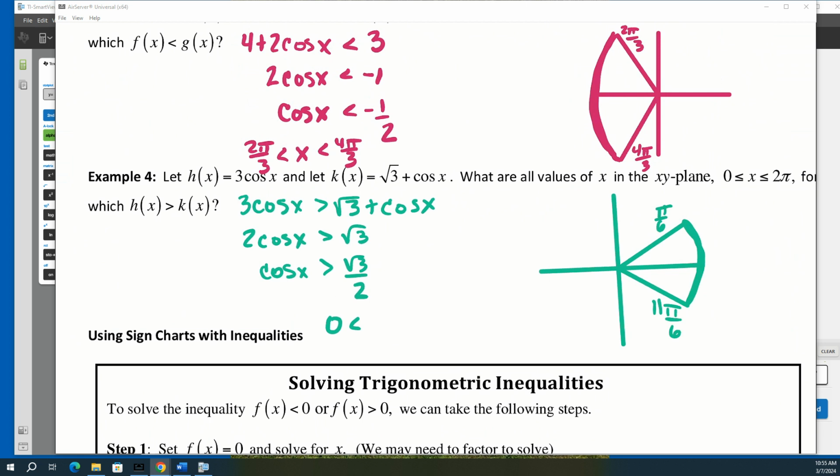Do we do or equal to? We do not. So I'm going to do a region from 0 to pi over 6. Or then I need to describe this region. What's that going to be? Nope, that's going to be all of that. What did you say? 11 pi over 6 to 2 pi. Yes, 11 pi over 6 to 2 pi.